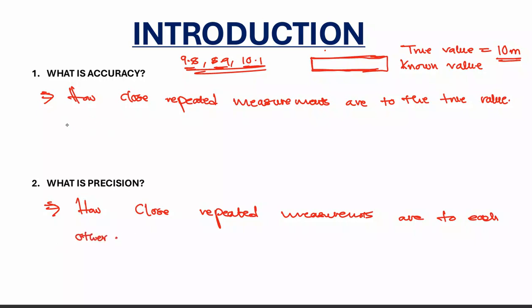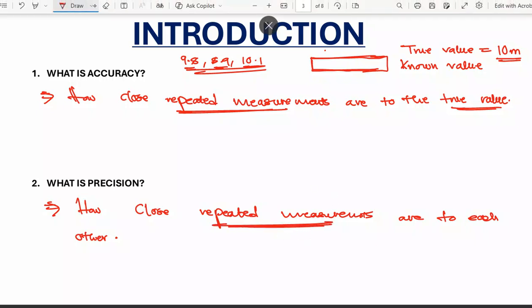Accuracy can also be defined as the agreement between repeated measurements and the true value. Also, precision can be defined as the agreement between repeated measurements. So that's the other way you can define them.